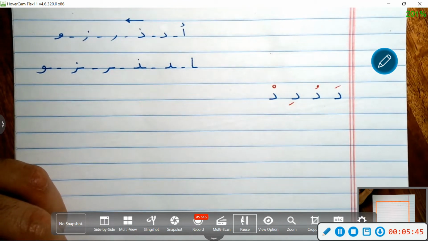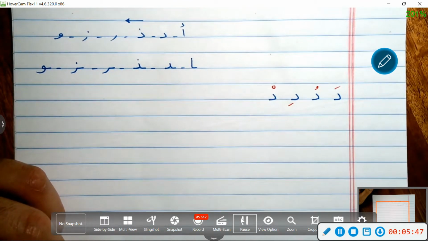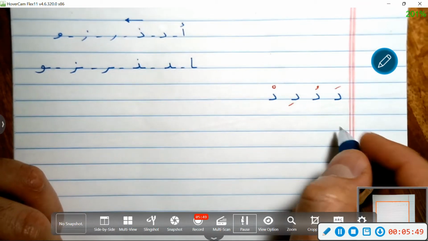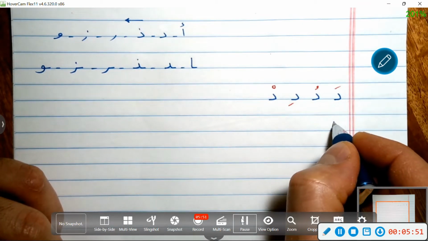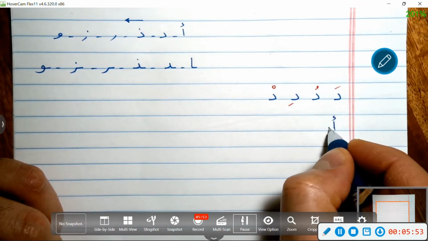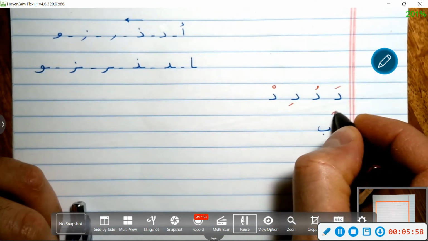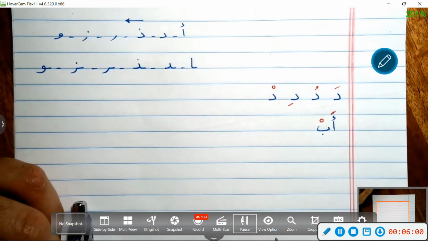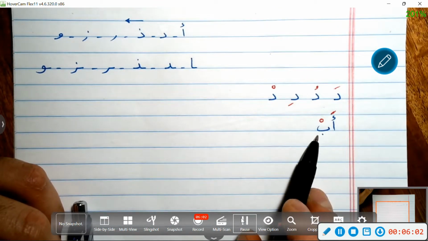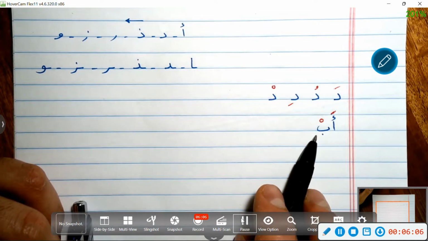If we say, for example, أب, this is ألف, this is باء. Now أب, there is فتحة here, there is سكون here. الباء, there is no حركة on the باء. We didn't say أبا or أبو or أبي. We said أب.